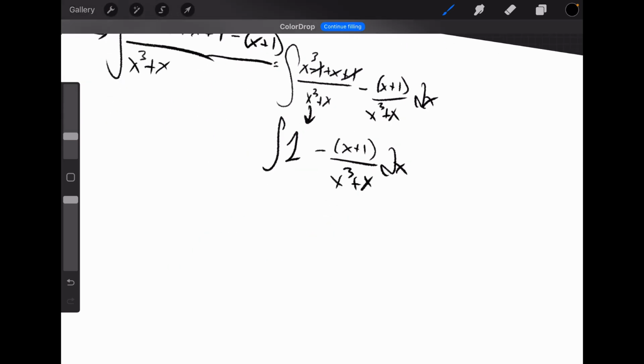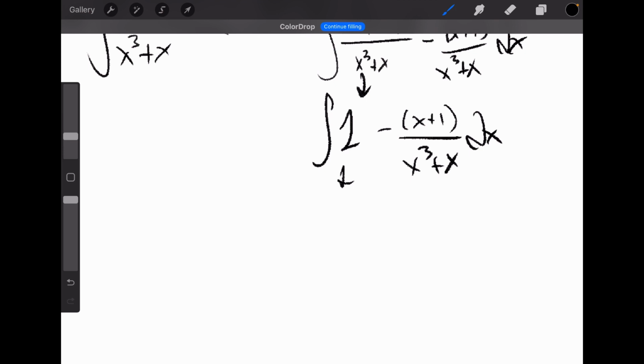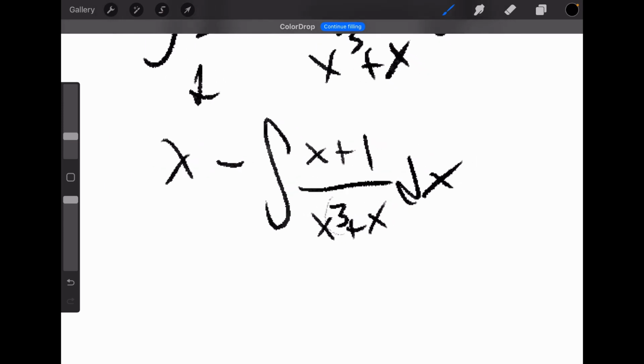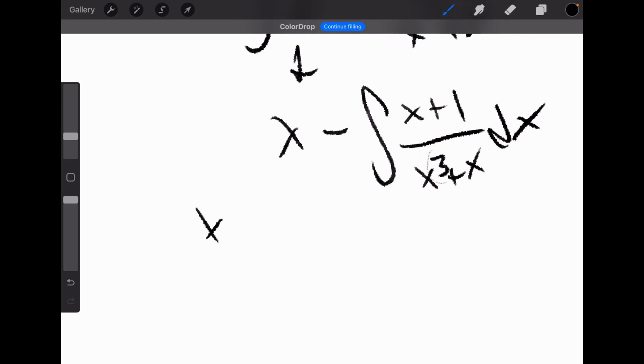Okay. So now we can write that this is equal to x minus the integral of x plus 1 all over x cubed plus x dx. Now from here, this is great because now we have a higher power in the denominator, so we can somehow cancel stuff out. We can work with this. So what I'm going to do is partial fraction decomposition.